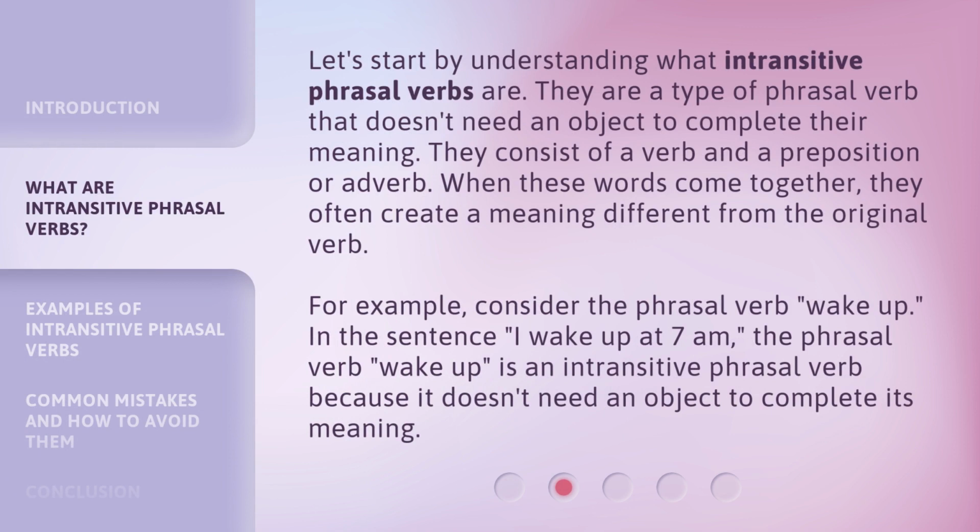Let's start by understanding what intransitive phrasal verbs are. They are a type of phrasal verb that doesn't need an object to complete their meaning. They consist of a verb and a preposition or adverb. When these words come together, they often create a meaning different from the original verb. For example, consider the phrasal verb, wake up. In the sentence, I wake up at 7 a.m., the phrasal verb, wake up, is an intransitive phrasal verb because it doesn't need an object to complete its meaning.